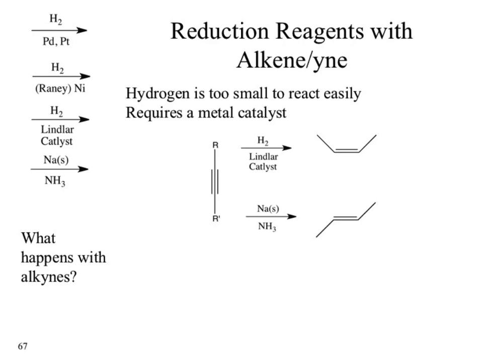So H2 and palladium, H2 and Raney nickel will both react with alkenes and alkynes. They will fully add hydrogen to them, which means we end up with the saturated structure, no more pi bonds, period. Lindlar's catalyst will not react with alkenes. It will only react with alkynes. But because it is still a metal, the hydrogens get added to the same side of the pi bond.